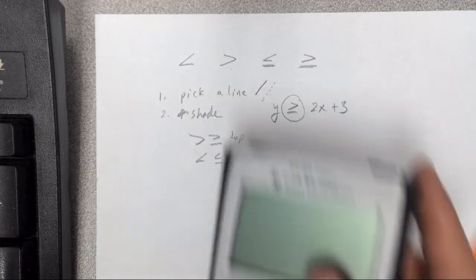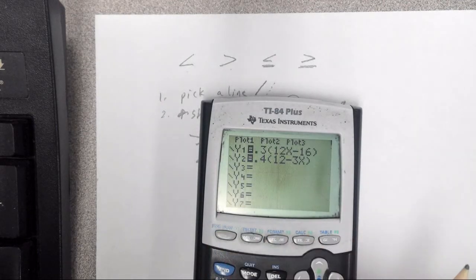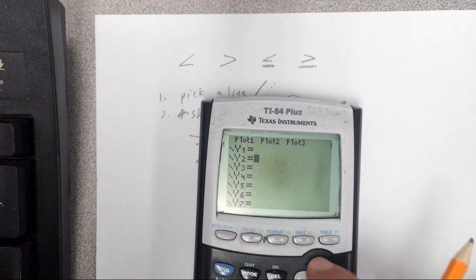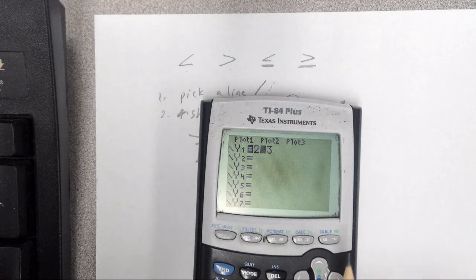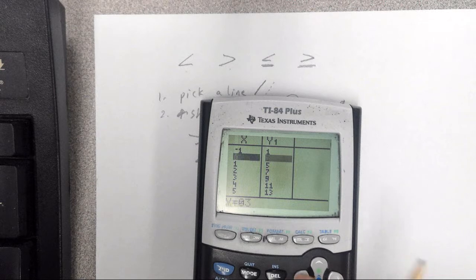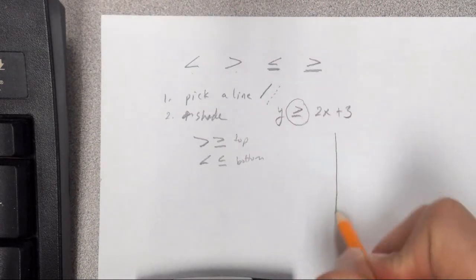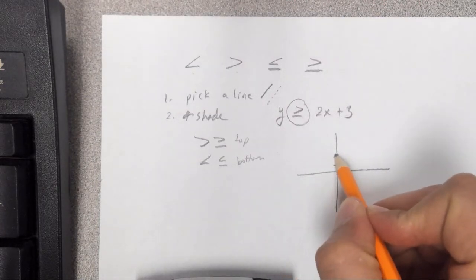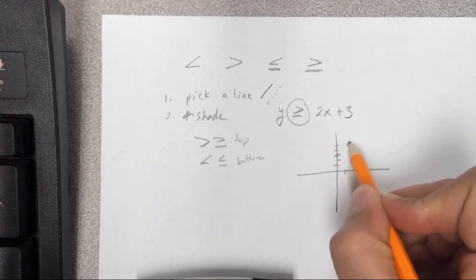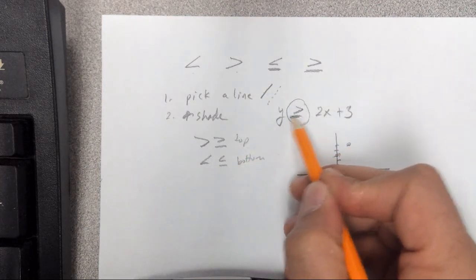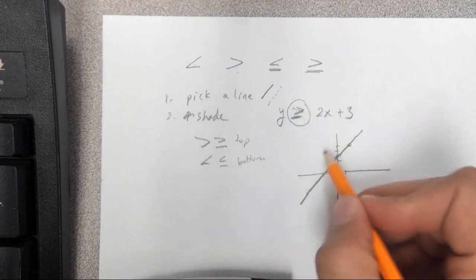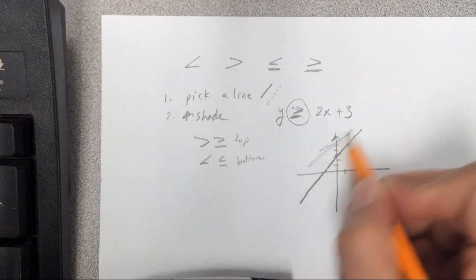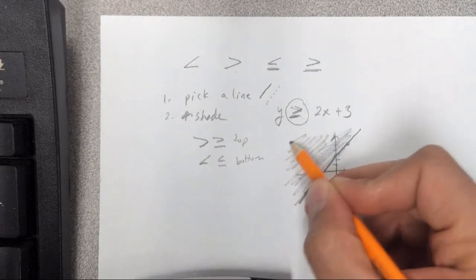So whenever I have y greater than or equal to 2x plus 3, all I have to do is take out my calculator, go to y equals 2x plus 3 and get 2 points. For example, 0, 3 and 1, 5. Now I pick a line. This is a solid line, so I use the solid line. And it says greater than. That means I shade above. This arrow points up. Shade that area. And that's how you graph.